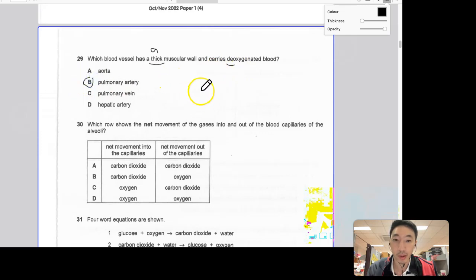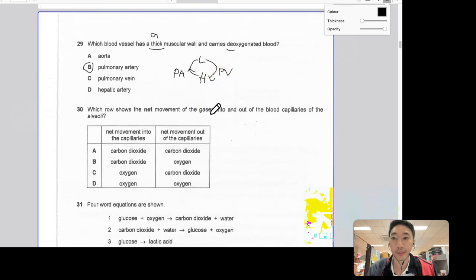Remember that the pulmonary artery goes from your heart. So this is your heart, right? It goes towards your lung, so it's carrying blood away. This is your pulmonary artery. All arteries will have a thick muscular wall, and they carry blood away. Then the pulmonary vein goes back to the heart, and it carries oxygenated blood. This is as compared to the other arteries and veins found in your body.